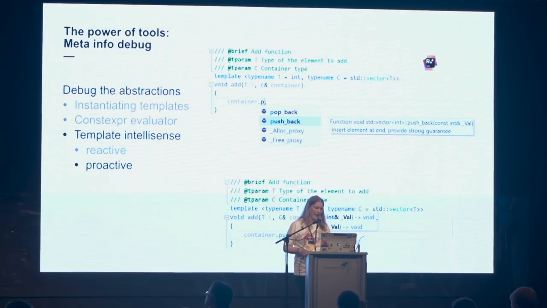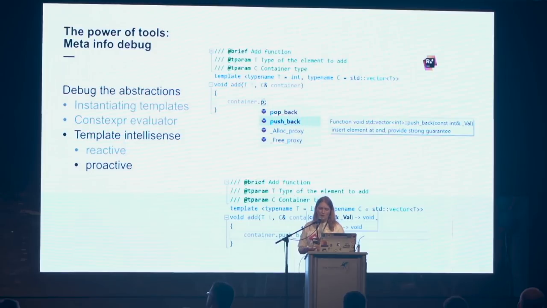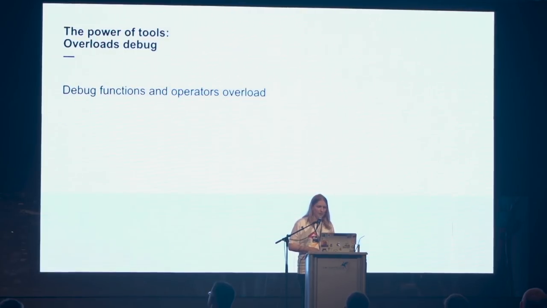That feature I called reactive template IntelliSense. What I call proactive is what we do in ReSharper C++. When you have default types for your template types, we're actually doing this completion and quick documentation pop-up. We force them to use this information, so the completion is based on the default type provided to the template.